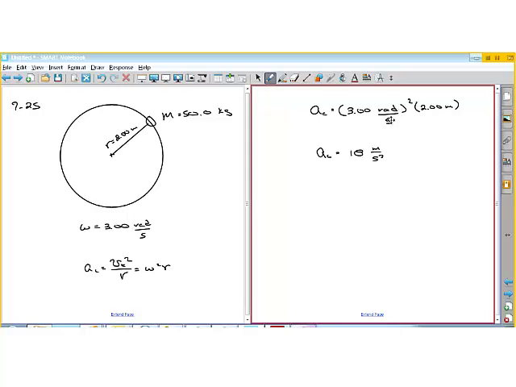Meters, and then we get second squared. Radians does not have units. Okay, which is almost 2g, 2 times the acceleration. It's a little less than 2 g's. Okay, now what are they asking for?